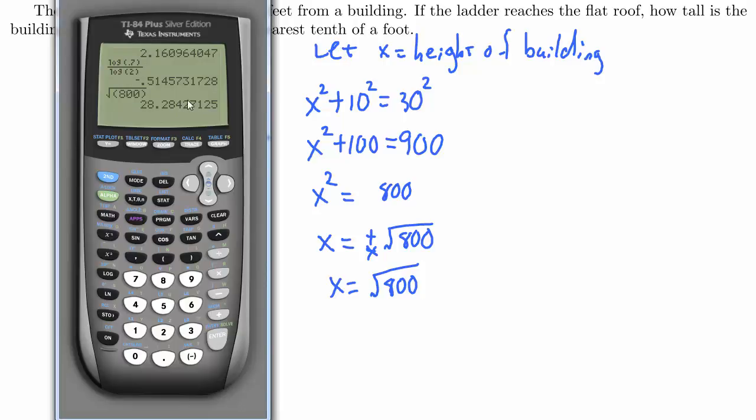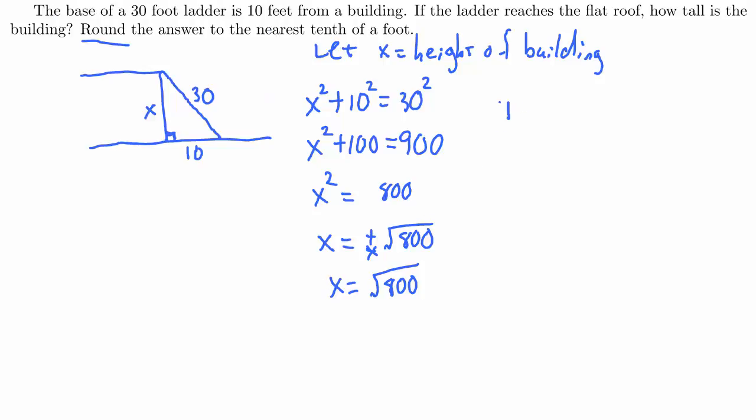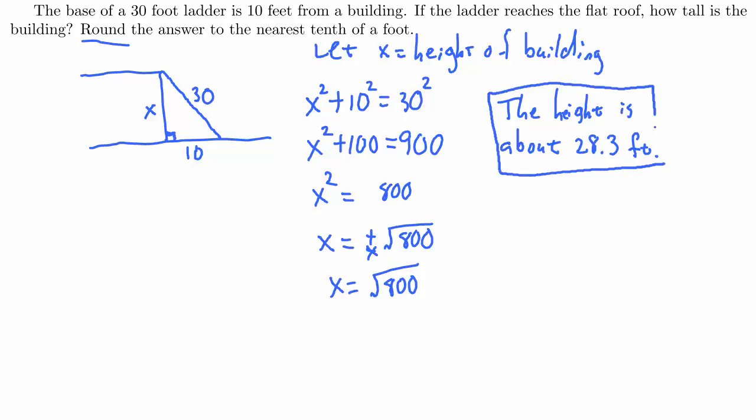28.28427125. Now, what it wants me to do is round to the nearest tenth of a foot, and remember the first tenth is the first decimal. Therefore, because the hundredth place is an 8, I need to round this up. Therefore, it's 28.3. Therefore, the height of the building is about 28.3 feet. And yes, notice because this is a word problem, I answer in a sentence.